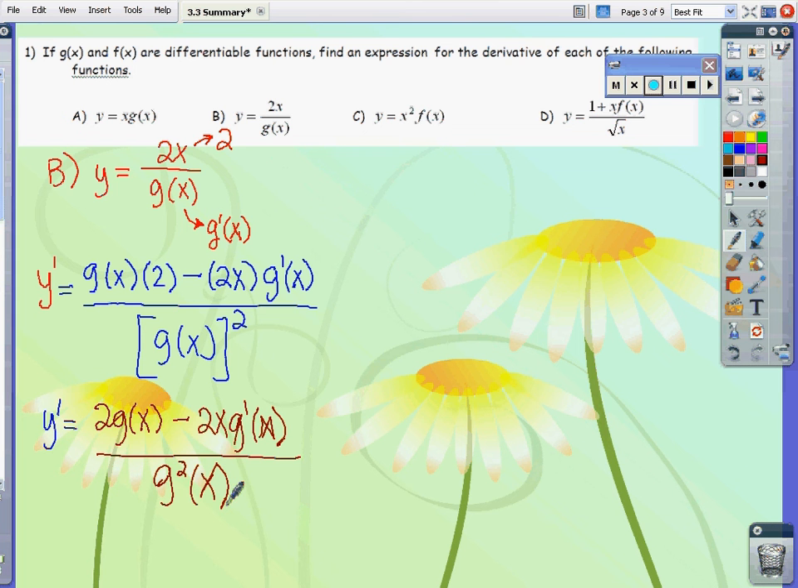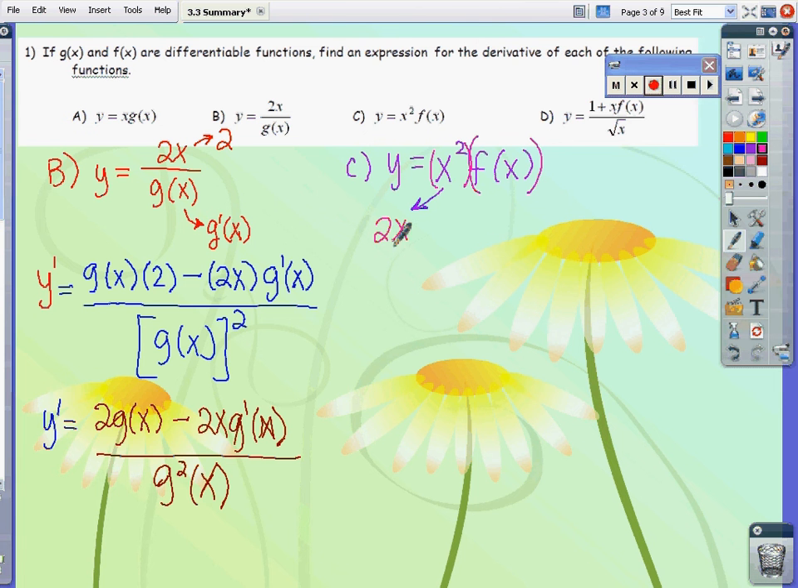Let's see, and I'll do part C here. I'll do that in purple, I guess. Part C, y is equal to x squared f of x. So this is a product rule where the first function is x squared, and function 2 is that f of x. Derivative of the first term is 2x. The derivative of the second term is f primed of x.